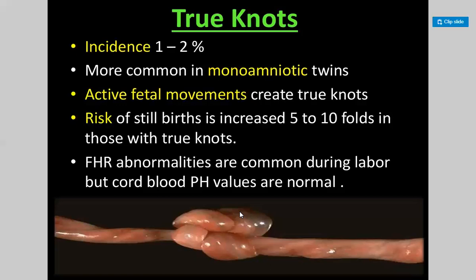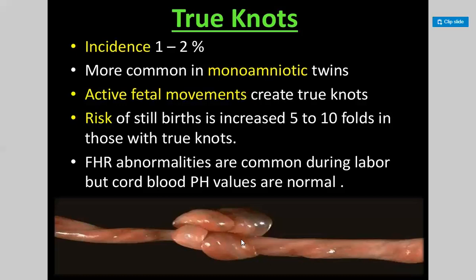And what is the risk if a true knot is there? There is a risk of stillbirth. What is the meaning of stillbirth? If the fetus dies inside the womb, that is in the uterus, that is stillbirth. And how much is it? The risk is increased by about 5 to 10 percentage points if there is a true knot. Then fetal heart rate abnormalities are common within labor, but the cord blood pH values are normal in this.